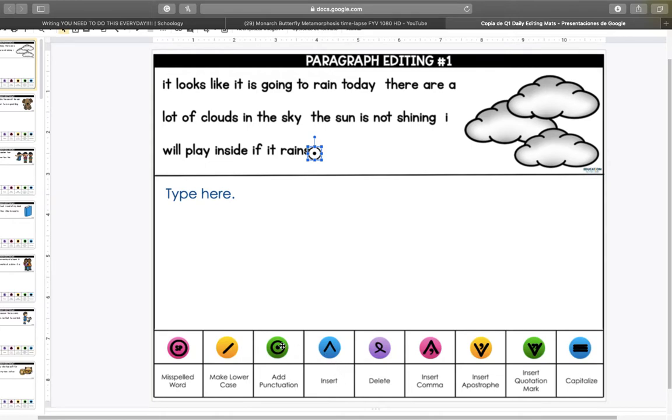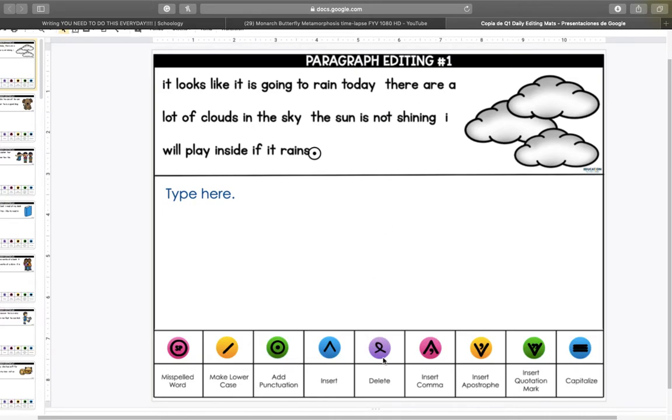Then we have insert. When a sentence doesn't make sense, it needs more things added to it. You can put this symbol and then we can write it here at the top, and then we can add whatever needs to be added in order for the sentence to make sense. In this paragraph, we don't need it. I just wanted to explain what it means. So I'm going to take it out.